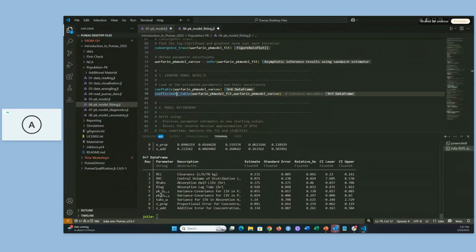So again, what is omega 1? What is that relating to? It gets cut off here just in the REPL, but we know it's the IIV on clearance, whereas omega 2 is the IIV based off of the volume.